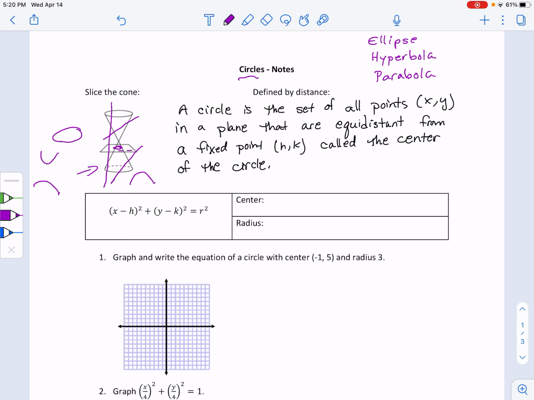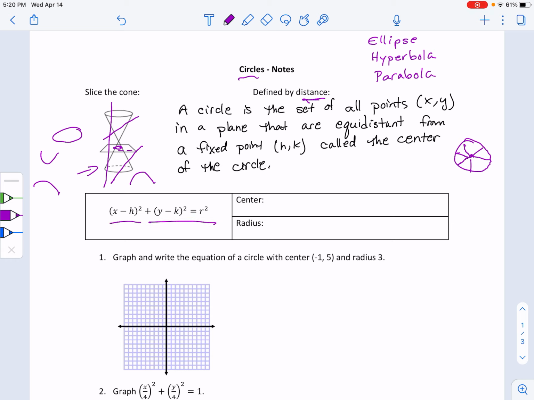The definition of all conic sections can be defined by distance. For example, a circle is the set of all points, x and y, in a plane that are equidistant from a fixed point called the center. It's h, k. All right, so here's my circle. Here's the point, the center. No matter where I measure, that distance is the same. It's the radius. I'm going to define all of these conic sections in terms of distance.